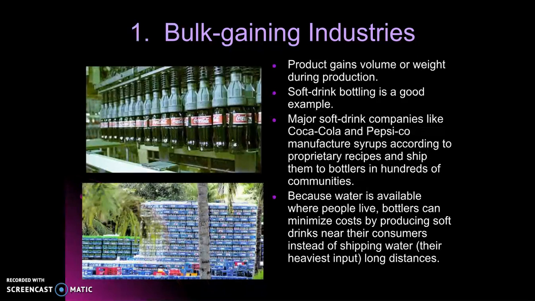Lakeland serves all of the Tampa area and the Orlando area, because if we bottle that soda in California and transport it all the way to Florida, then we've wasted all that money transporting what is essentially water. We can get that water here.